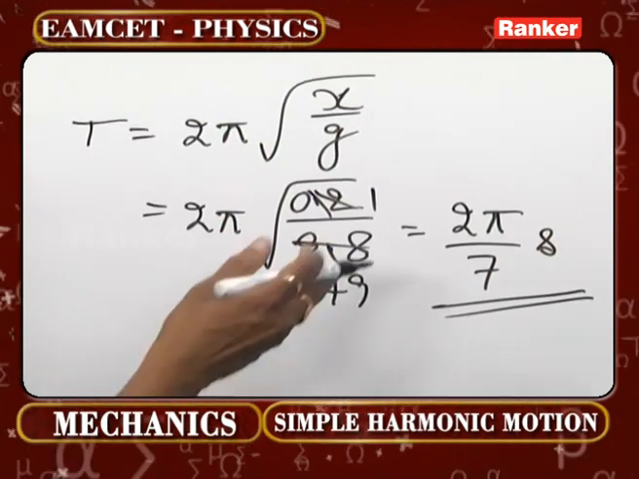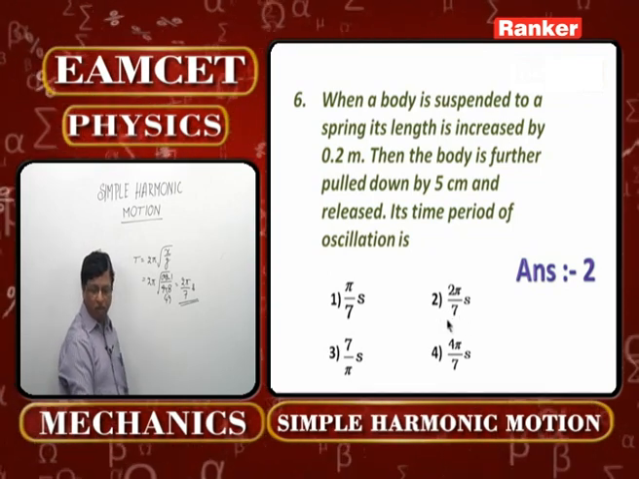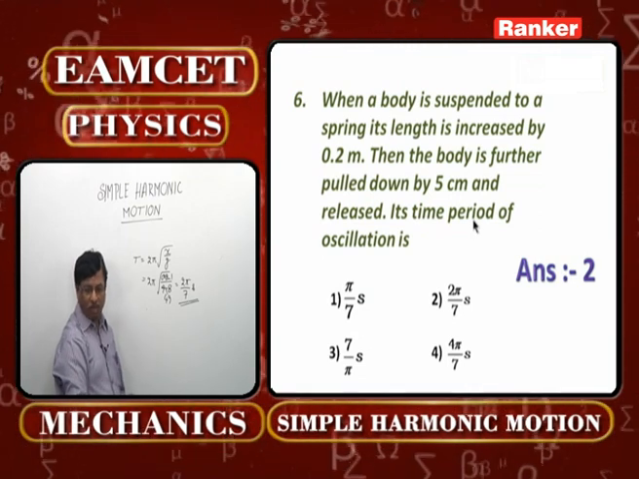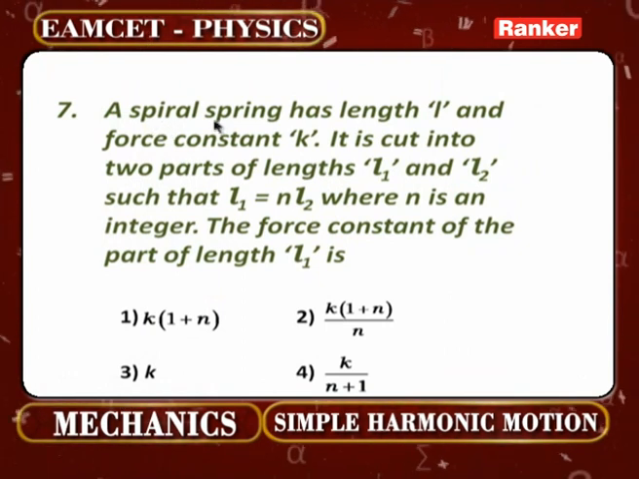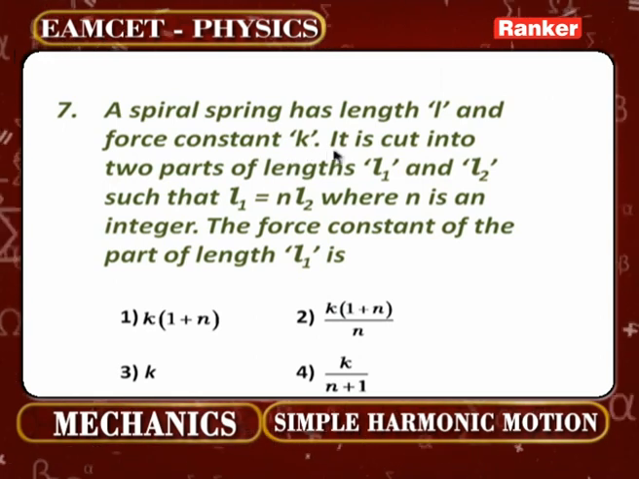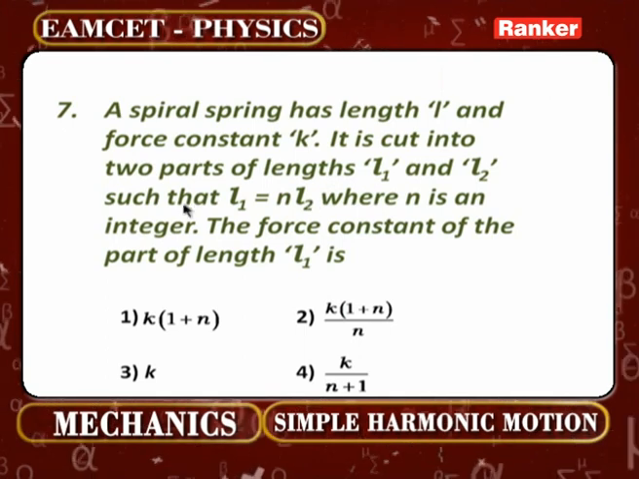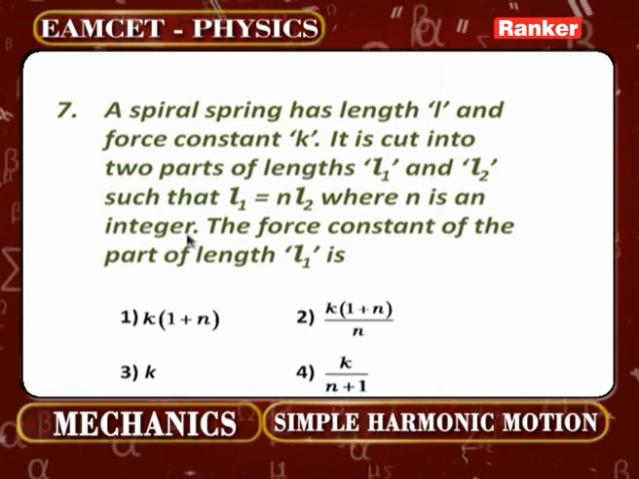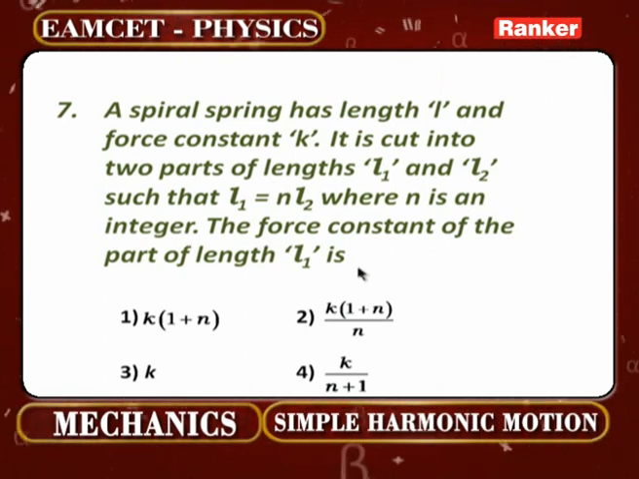So what is the corresponding answer for that one now? The second option is going to be the correct option. 2π/7 seconds is the correct value for this question number 6. Right? Let us check the next one, question number 7. A spiral spring has a length L and force constant K. It is cut into two parts of lengths L1 and L2 such that L1 is equal to N L2, where N is an integer. The force constant of the part of length L1 is how much?